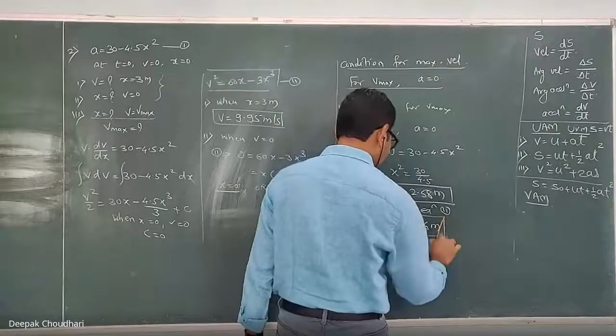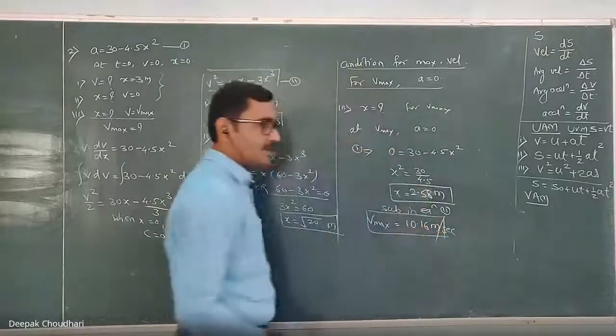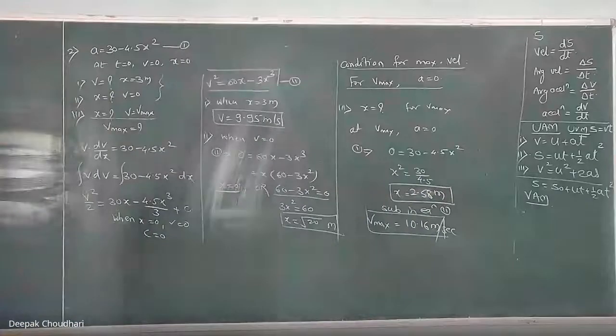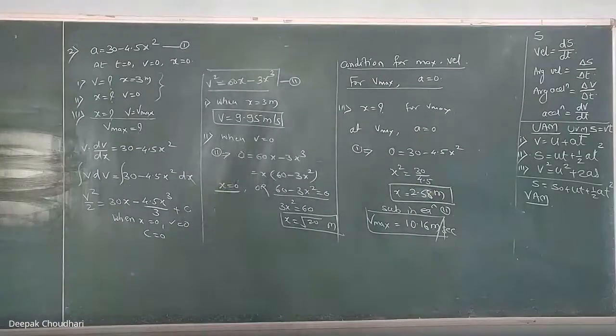10.16 meter per second. This is the maximum velocity, and this maximum velocity will occur at a position of 2.58 meter from origin. Any difficulty?